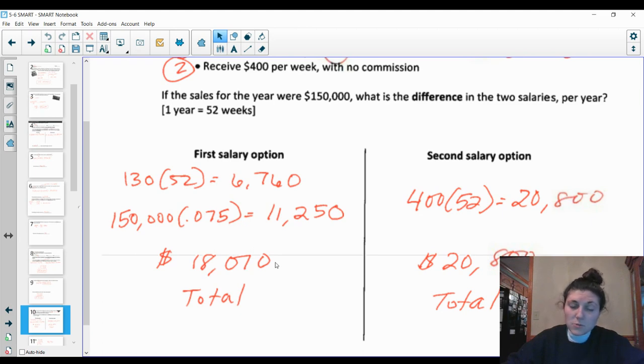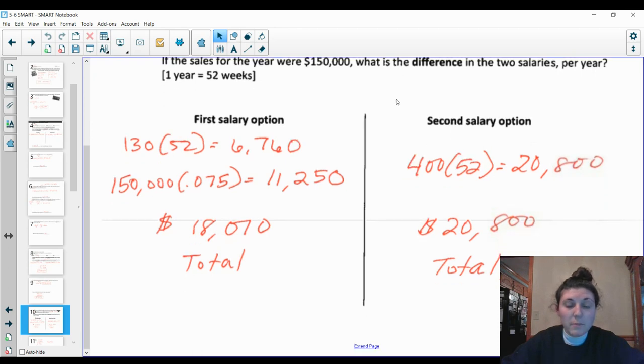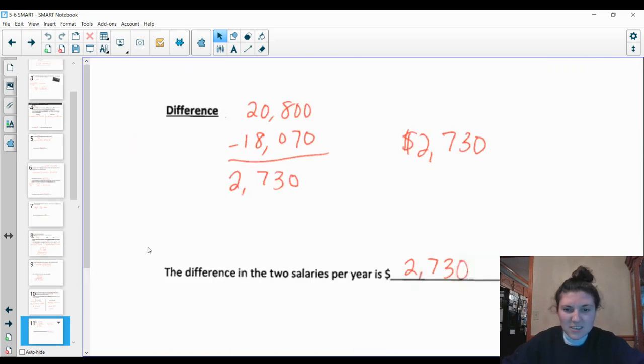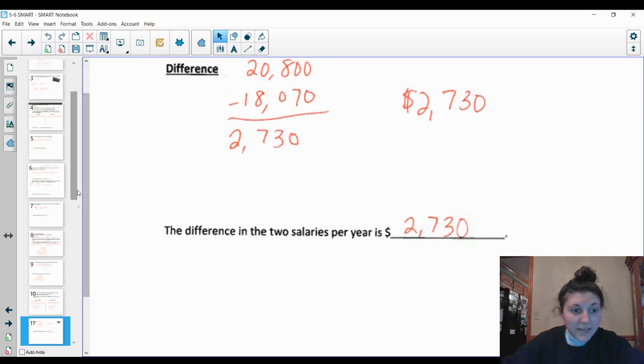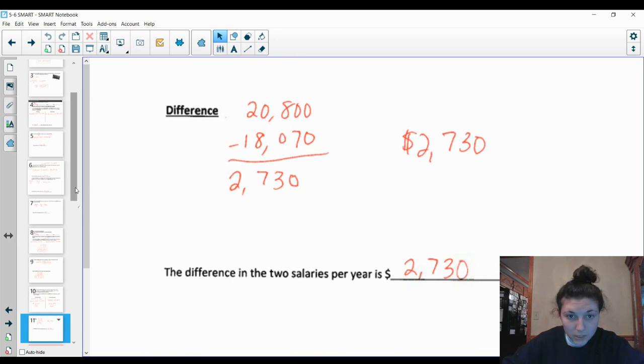For the second one, it's pretty straightforward. It's just that $400 per week with no commission. So remember how many weeks in a year? You should say 52. So 400 times 52, it's $20,800. And then finally, they want to know the difference. Remember, difference means to subtract. So you subtract those and you get $2,730. Right? So that is the conclusion of the homework.